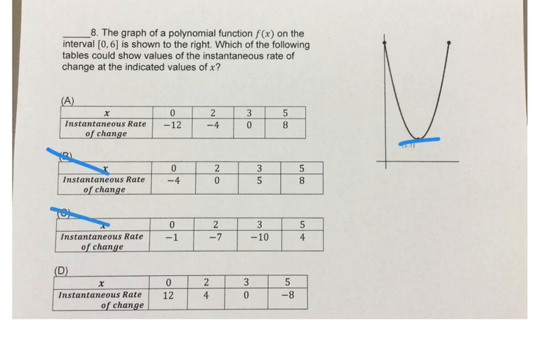Just from that, I'm 50-50. So again, this goes to where if you know the material, you can eliminate stuff. Instantaneous rate of change, slope of a tangent line, the same thing, because this is happening at one point.